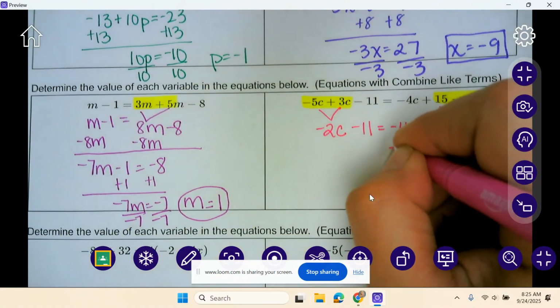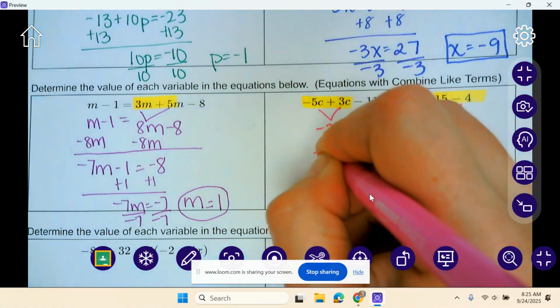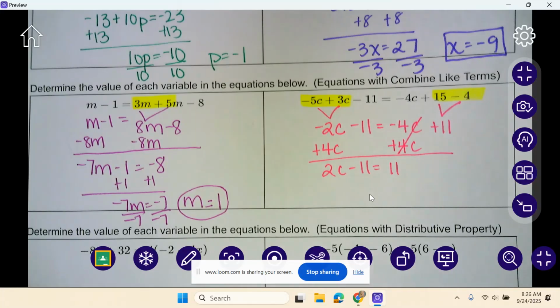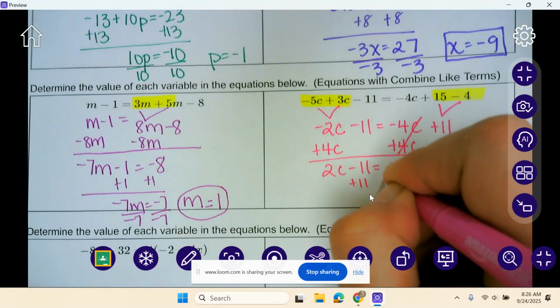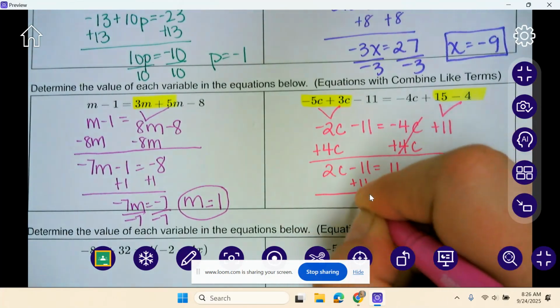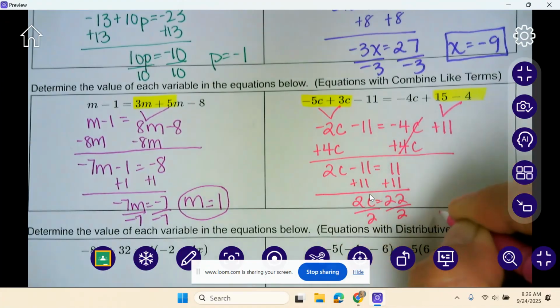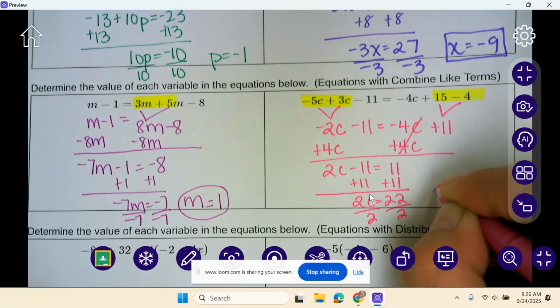All right, so I'm going to move the variable. And I get 2c minus 11 equals 11. Next step, add or subtract the constant. So I'm going to add 11 to both sides. And I'm going to divide both sides by 2. And c is equal to 11.